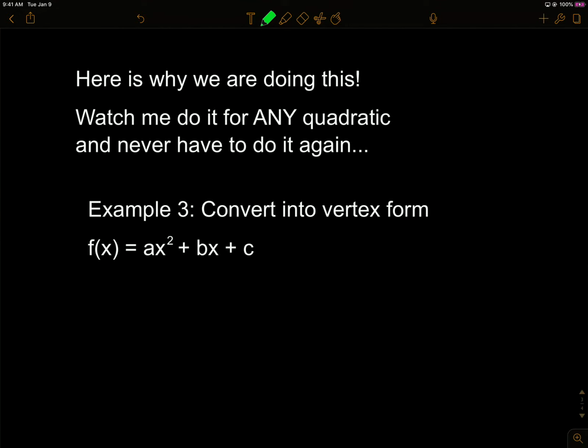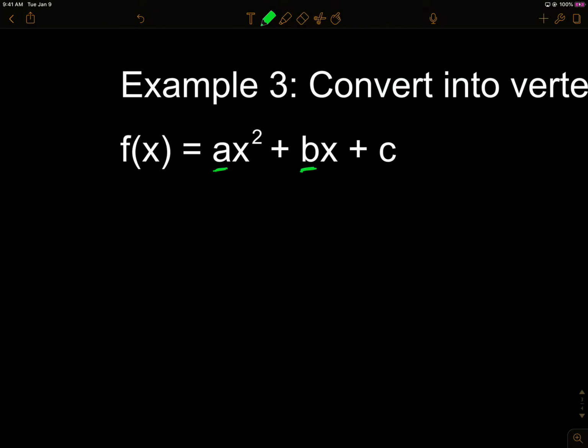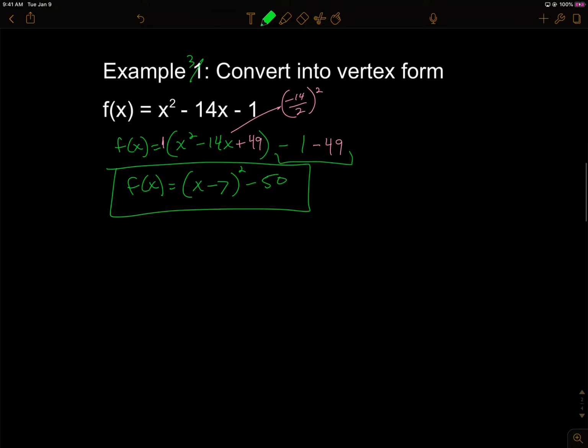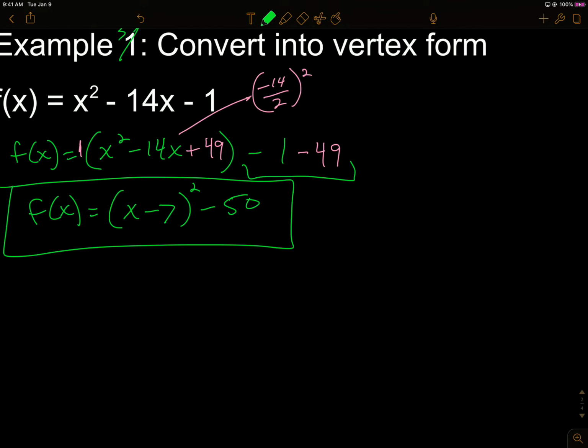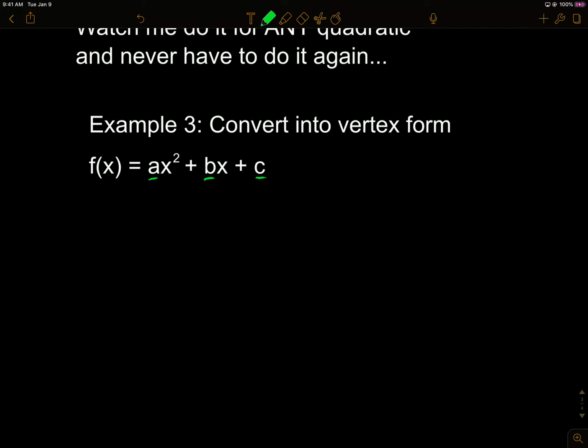This is why we're going through this. We're going to use completing the square, and I'm going to do it for any general standard form equation. And you'll never have to do it again if you don't want to. When I ask you to convert from standard to vertex form, you could complete the square like I have here, or you can remember a little formula that I'm about to derive for you. If I complete the square on this, for any quadratic, then you can watch me do this, and then we'll have a little formula that we can remember and use.